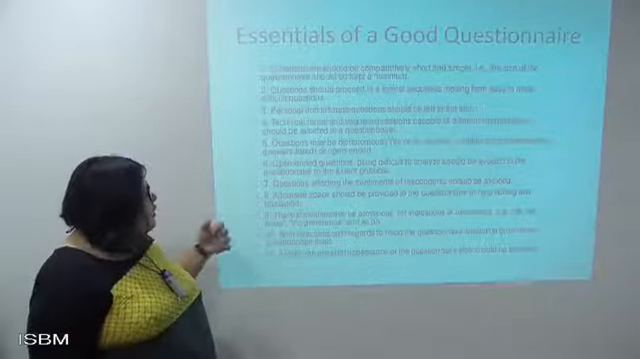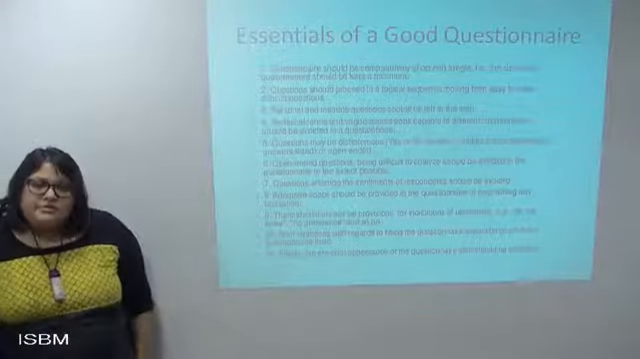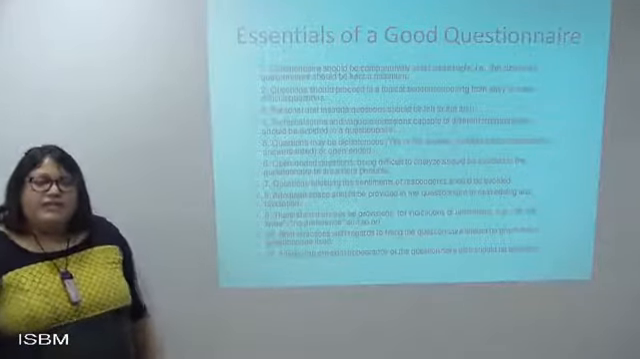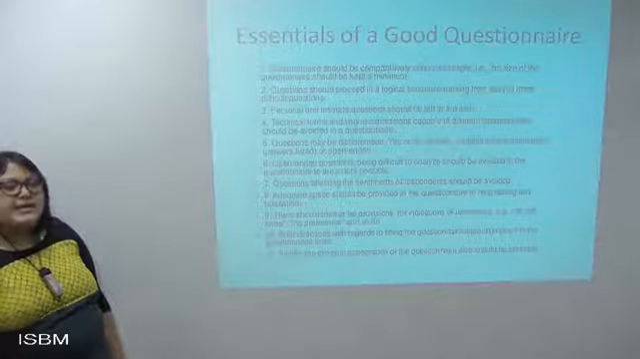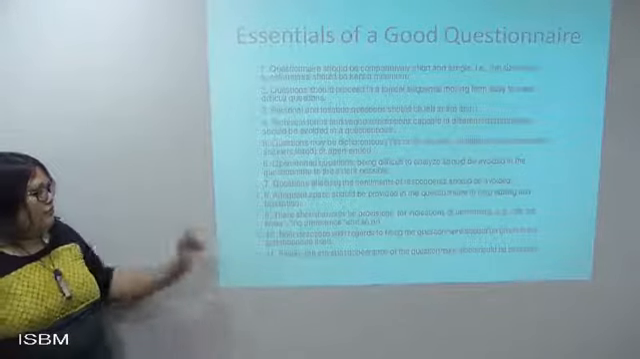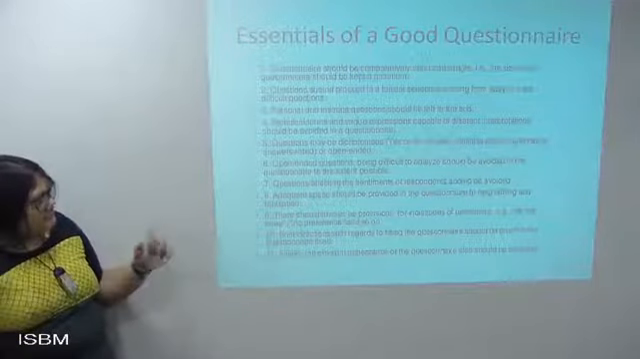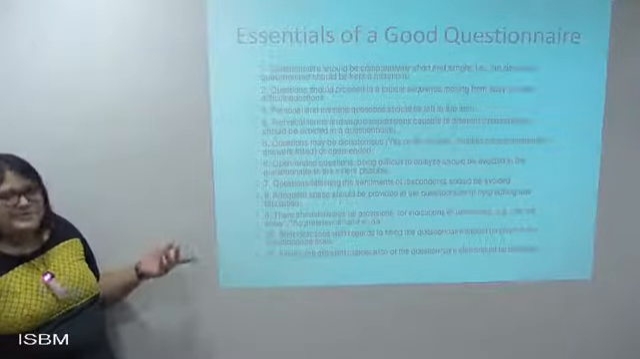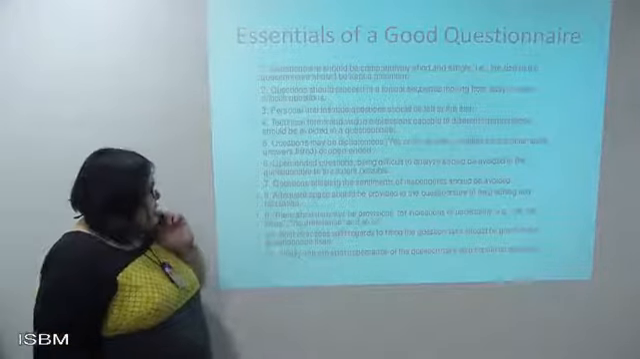Then there should always be provisions for indication of uncertainty. Example: do not know, no preference, and so on. So, do you like Knorr soup? Yes, no. Do you buy it daily? Yes, no. Are you bored of the flavors? Yes, no. Now there should be a space where you can write, I do not know. There's no preference. I'm okay with whatever is given. So there should be that space.